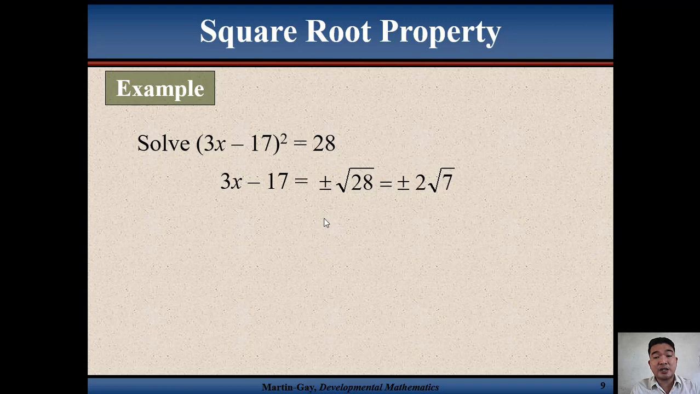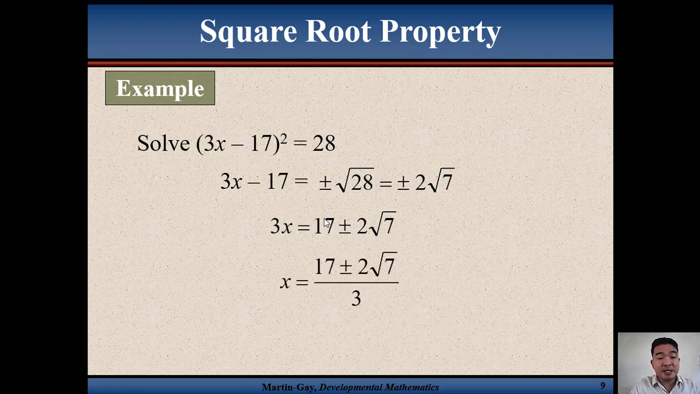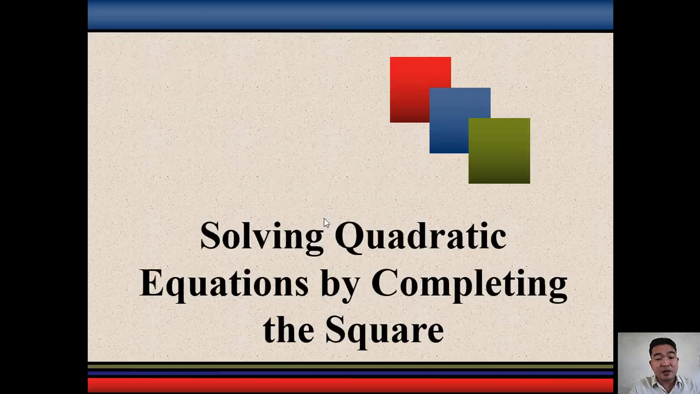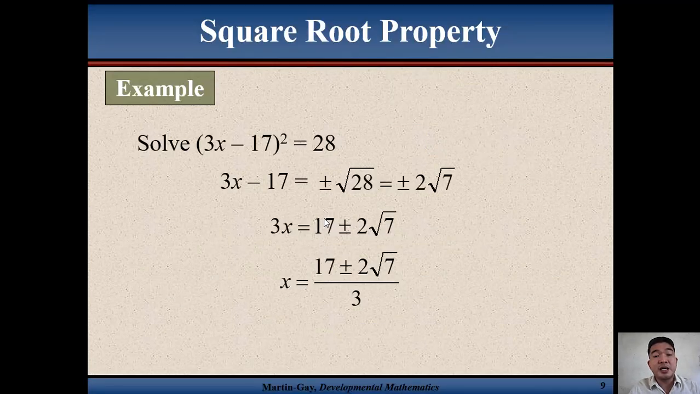And then the square root of 7, since 7 is not a perfect square. So 3x now equals 17 plus or minus 2 the square root of 7. And then we eliminate the numerical coefficient of x by dividing both sides of the equation by 3. So x now equals 17 plus or minus 2 the square root of 7 all over 3. So these are the values of x in the quadratic equation.